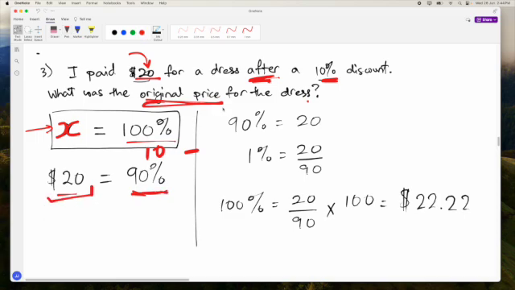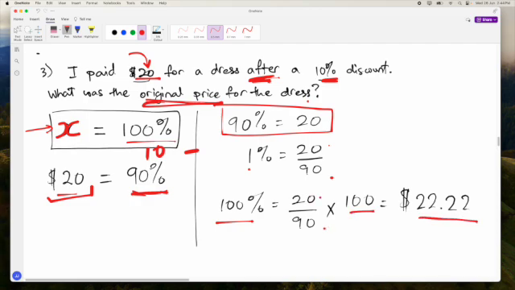And so now you know that 90% is $20. You find 1% being 20 over 90, and then 100% being 20 over 90 times 100 to get $22.22 for the original price.